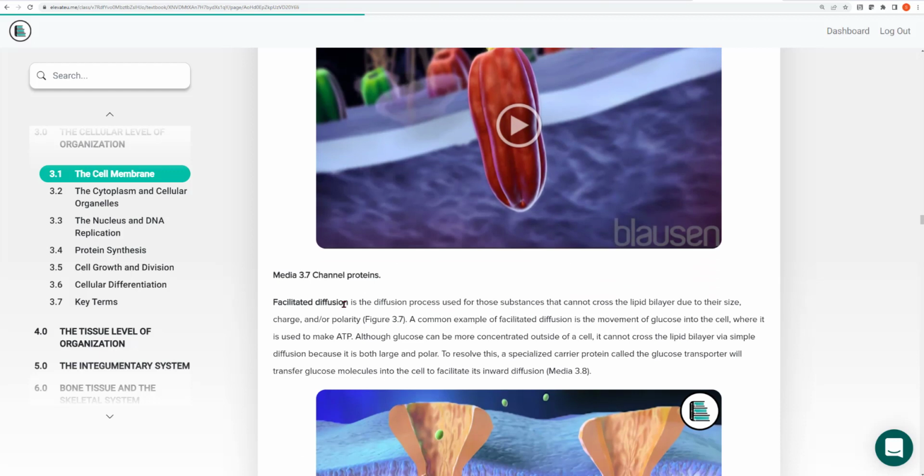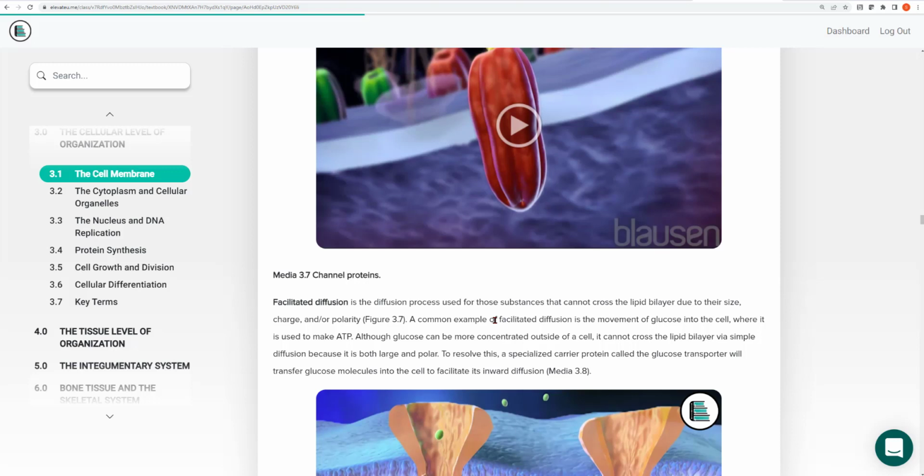Now, another type of diffusion is called facilitated diffusion. And facilitated diffusion is simply diffusion, but it requires some sort of helper. You may know that if you have a facilitator in your life, you have someone who helps you, assists you. So facilitated diffusion is just that. It is the movement of a molecule, but it requires a facilitator, a protein helper.